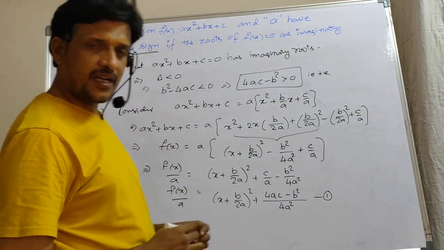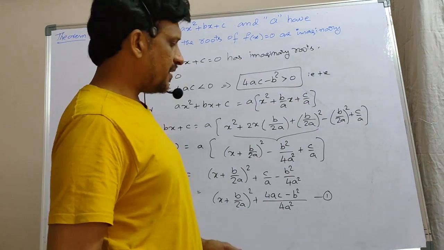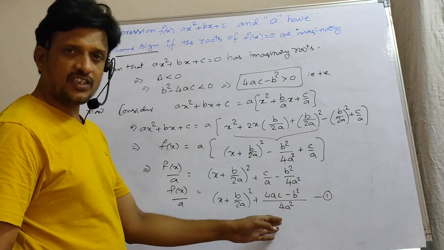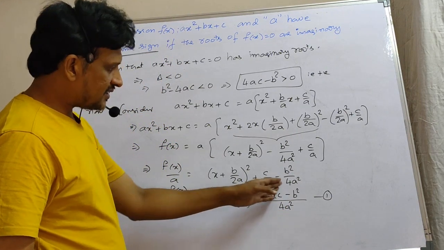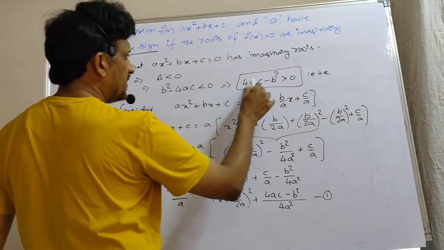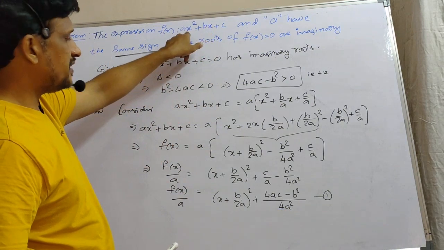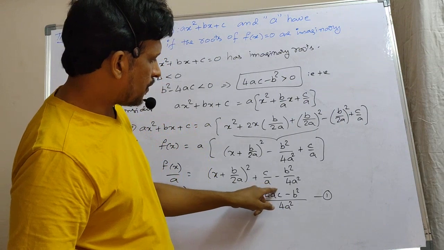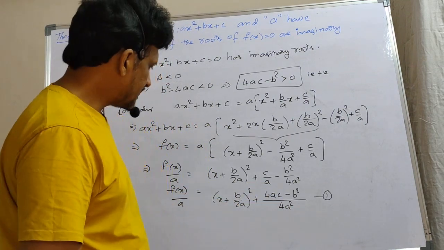Okay, then what about the denominator? 4a², which is also positive. That means what can you say here? The value of f(x)/a is equal to the sum of these two terms, where the first one is positive, meaning non-negative, and the second one is also greater than 0. Because 4ac minus b² is greater than 0, and 4a² — it represents a quadratic expression, so a is also nonzero. Anyhow, a² is greater than 0. So a positive number by a positive number will give another positive number as the result here.